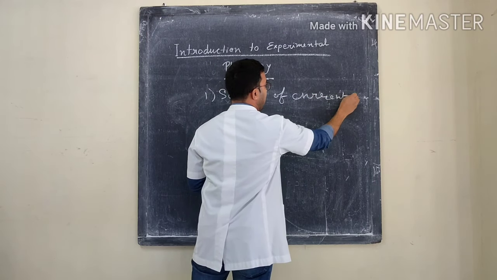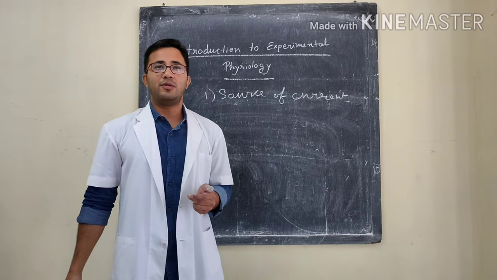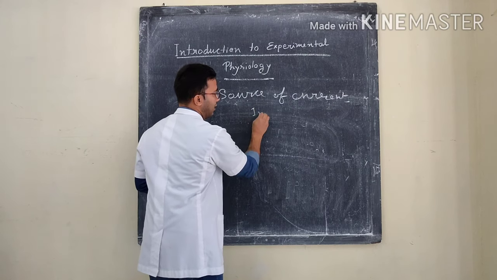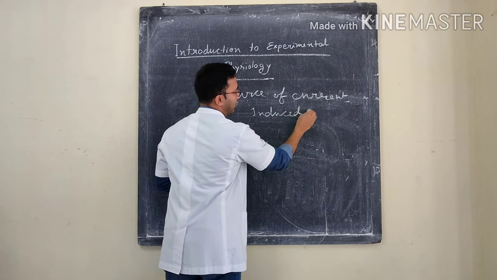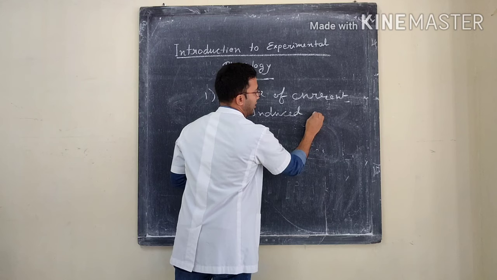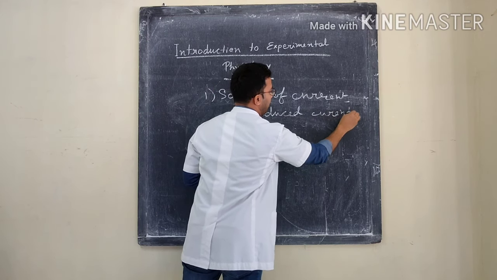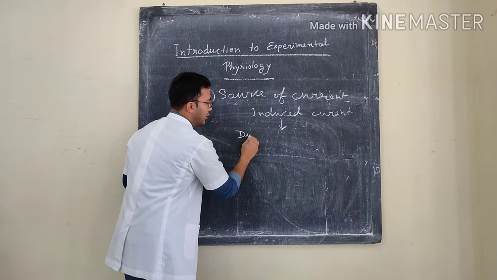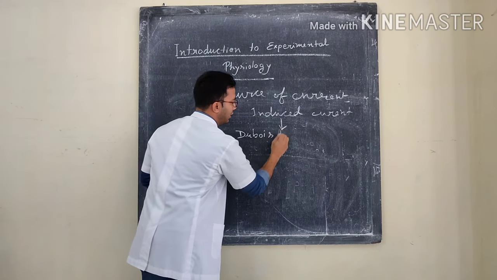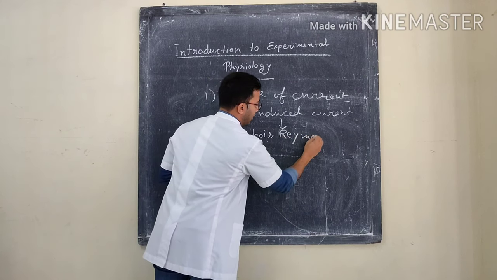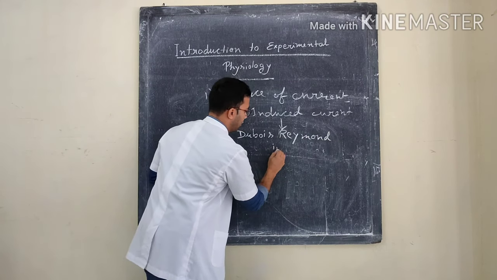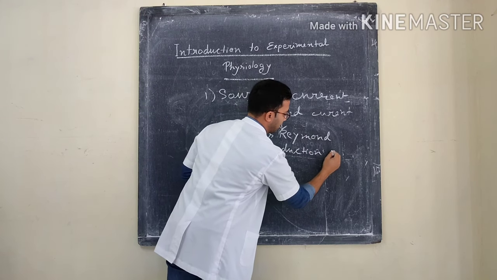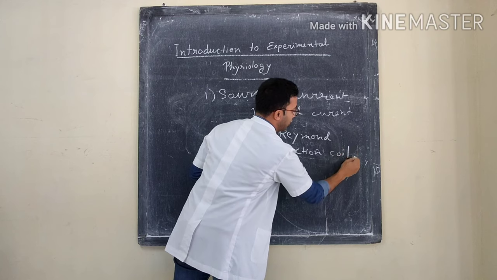The current that is used is the induced current. I have already described induced current to you, and that induced current will be produced by using one instrument that is known as the Dubois-Raymond induction coil. I will show you the instrument and its details in my later classes. That is the Dubois-Raymond induction coil.